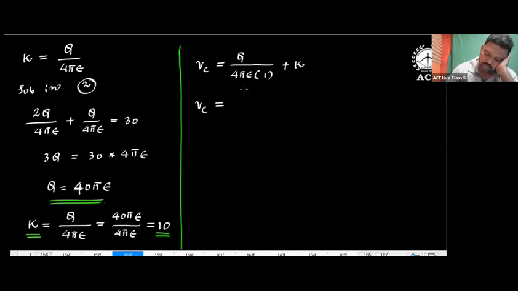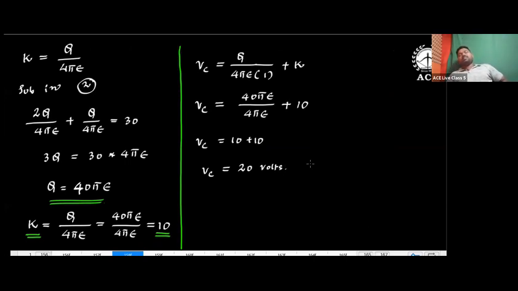What is the charge? Substitute all the values. Charge is 40 pi epsilon by 4 pi epsilon plus K value. How much is the K value? Is 10. So here VC is equal to 10 plus 10. VC is equal to 20 volts is the answer. Clear, beta?